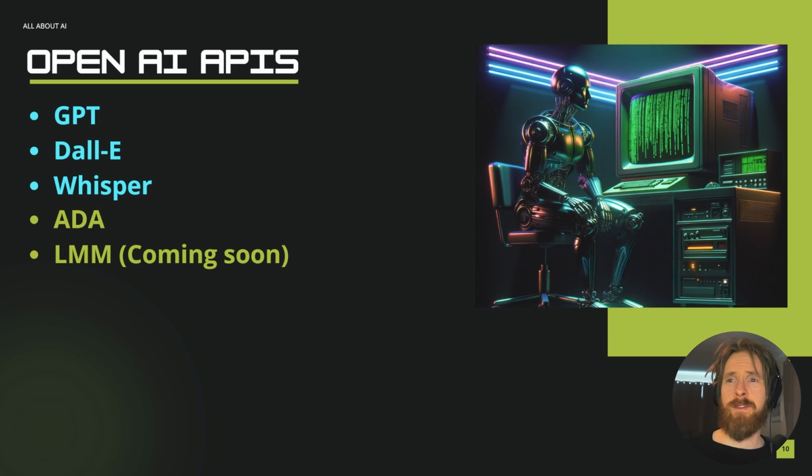Just some things here from the OpenAI APIs we use today. In the blue, we can see we use the GPT API, we use the DALL-E and the Whisper. We did not use the Ada API or the large multimodal model APIs. I hope that is coming soon. I'm not sure, but that is going to be like the GPT vision model. So very excited for that. That means we have some more to cover from the OpenAI APIs.